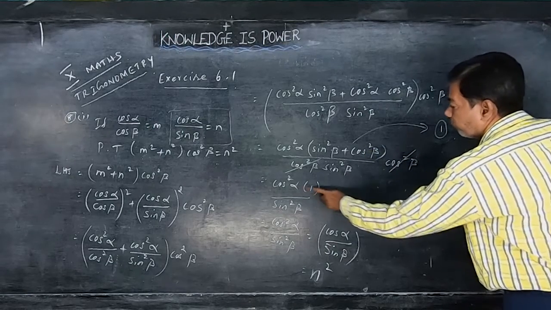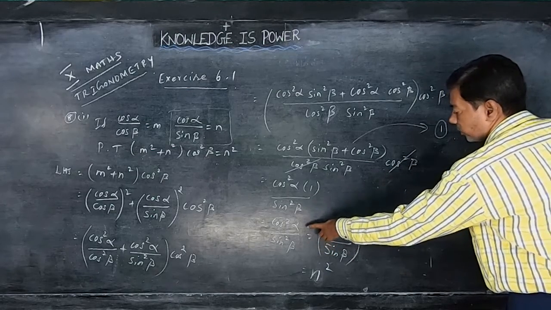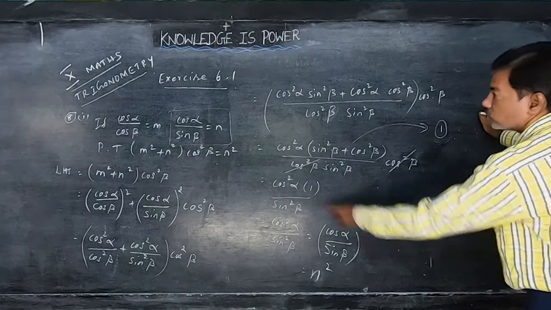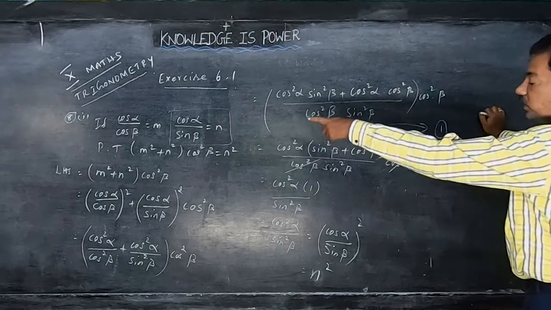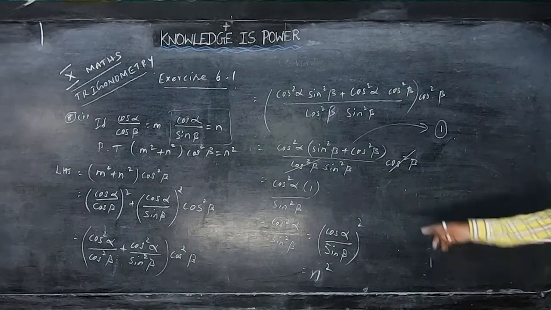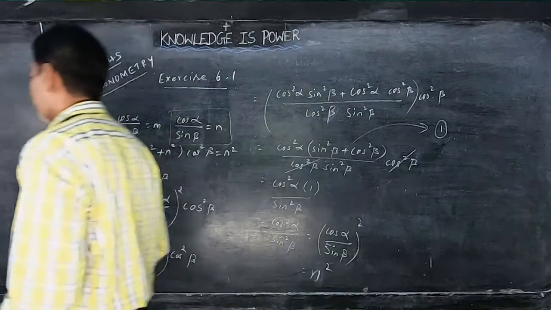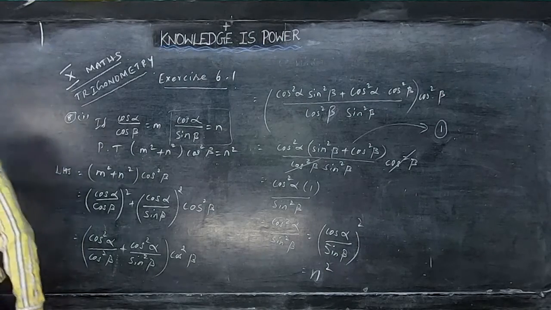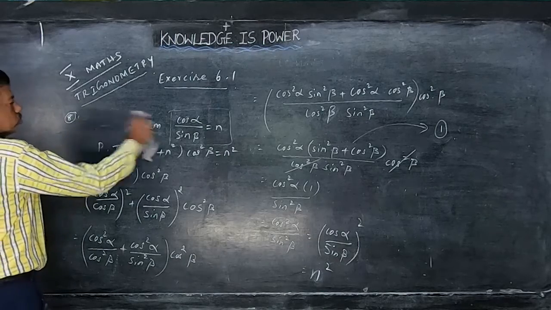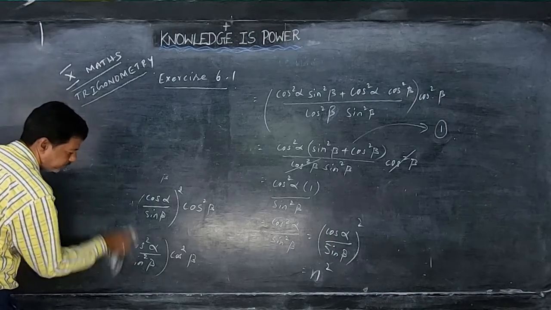So that is what I have written here: 1. Any term multiplied by 1 is that term. So we get cos square alpha by sin square alpha. Taking the square outside, the value is n, as you can see in the question. So I have proved it. Can you follow this? So this is the 8th first one that I have proved. Now the 8th second one.